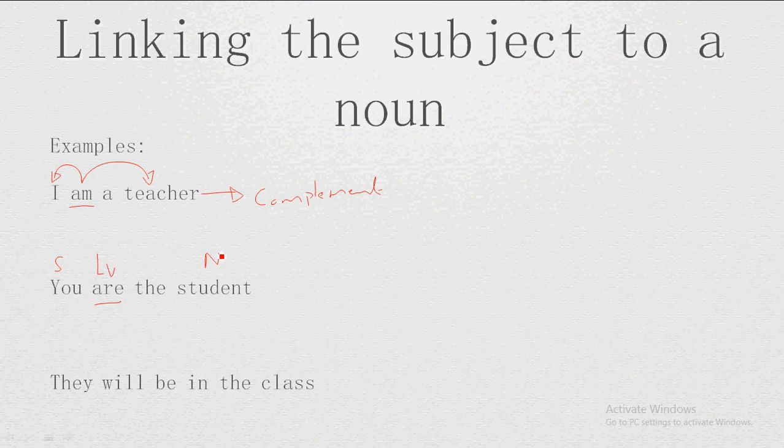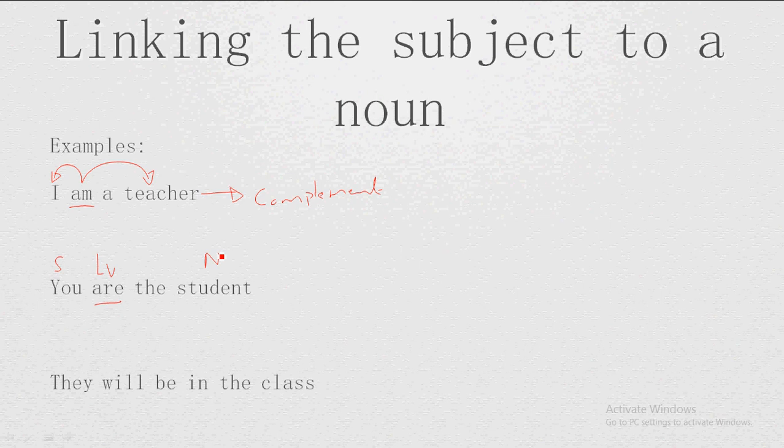So are is linking the subject, which is you, to the noun. Are is linking the subject, a word that identifies what you are. You are a student. So are is linking the subject to student, to the noun. Let's move on to example 3.